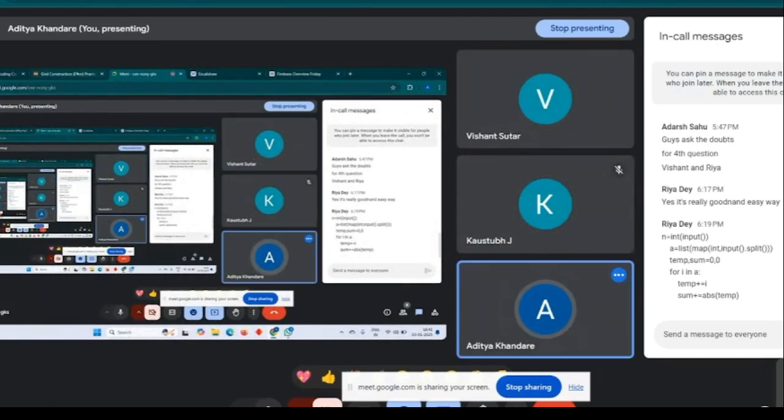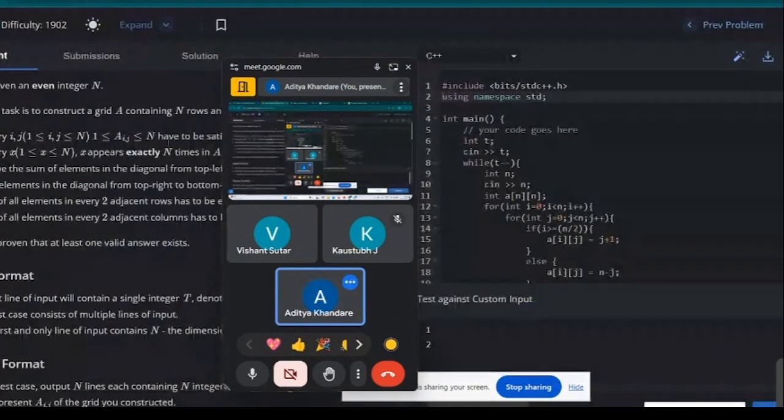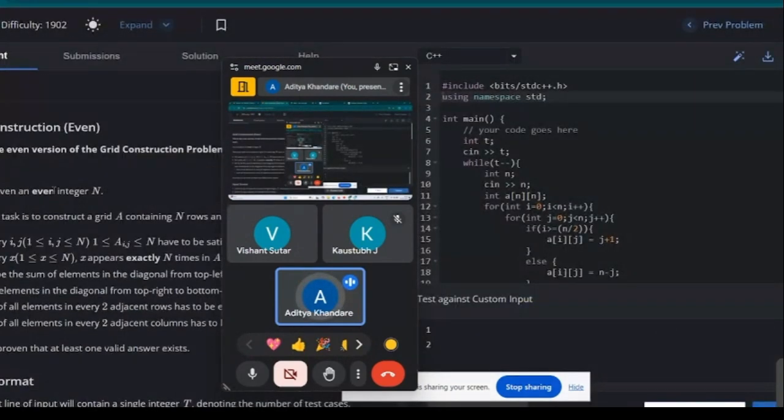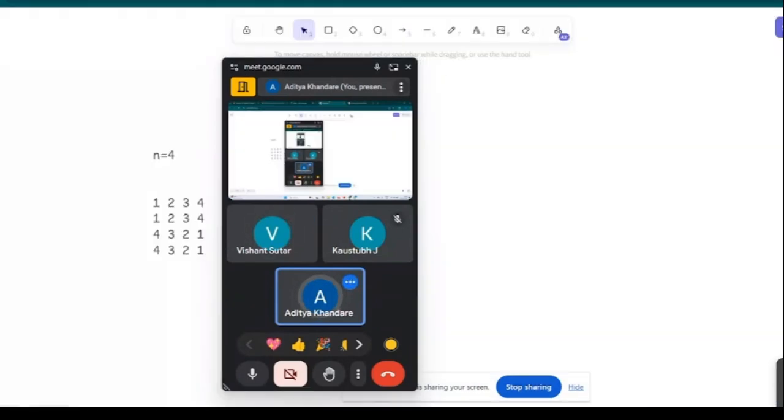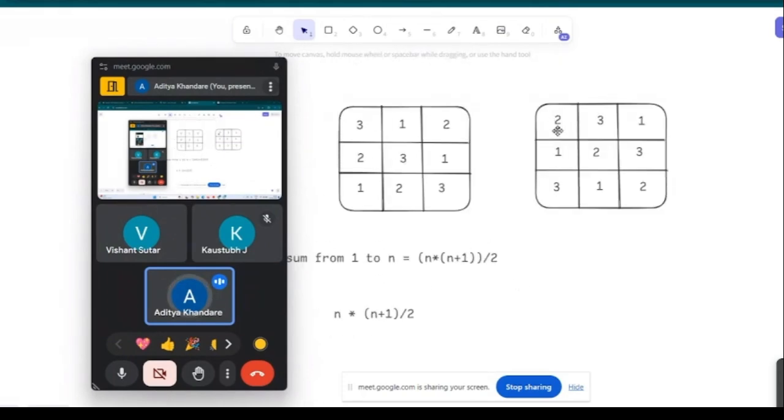No, no, both are similar questions, grid construction, but in the previous question the given value of n is odd, and in this question it is even. And we can't use a similar approach here because we are taking this element as (n plus 1) by 2, and n plus 1 here becomes odd, and odd by 2 is not an integer.